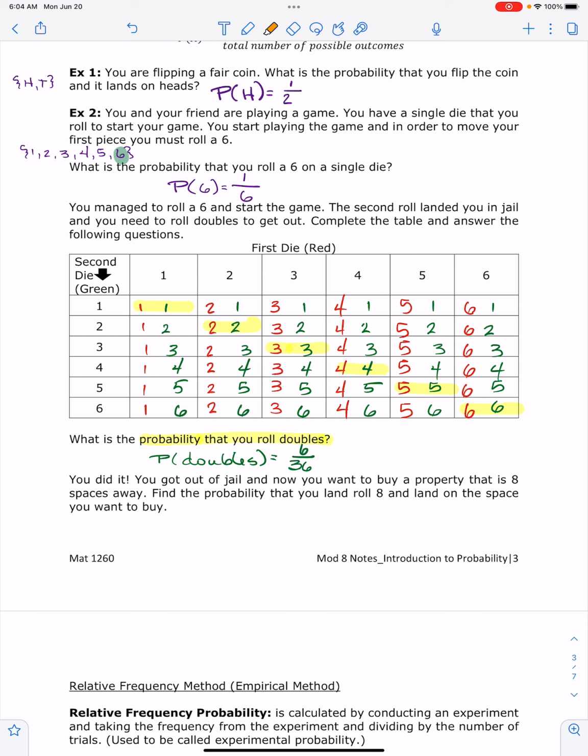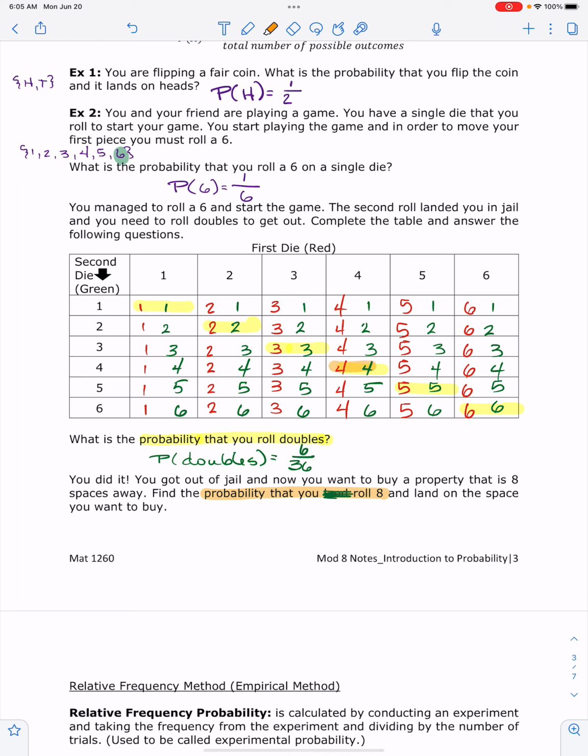We have gotten out of jail, and now we need to roll an 8. Find the probability that you roll an 8. We roll 8 and land on the space that we want. So where are our 8s?